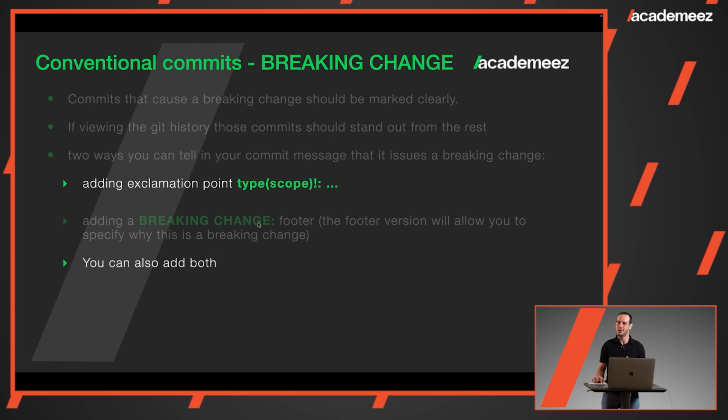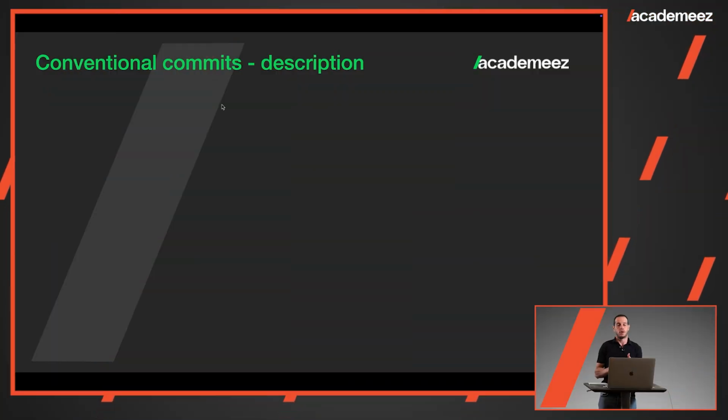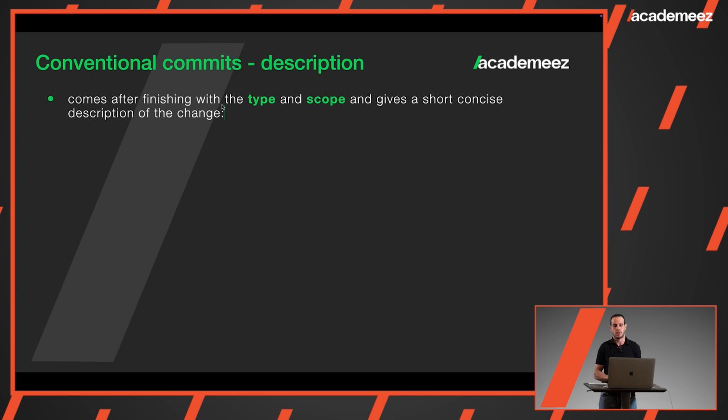I don't put the footer because it stands up more clearly if I put it on the top in the type section. Okay, continuing to move forward about the different parts of a conventional commit, let's move to description.